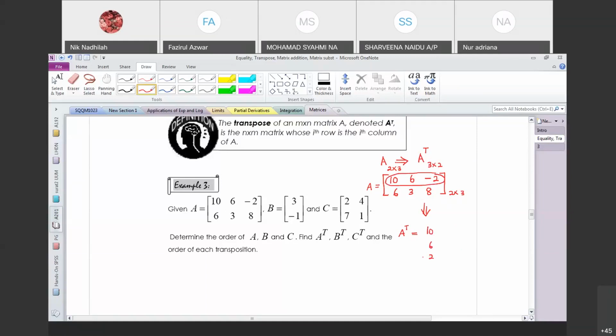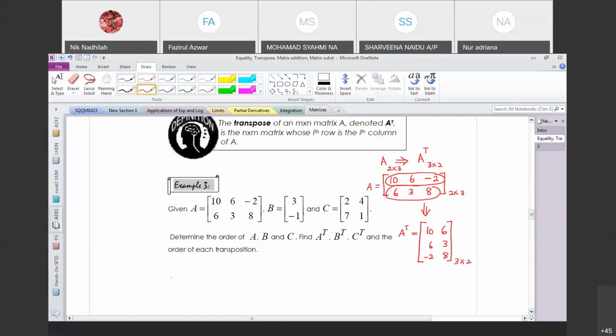Then the second row now becomes the second column. And don't forget the matrix sign. As you can see now, it's 3 by 2. That is how you transpose any matrix.